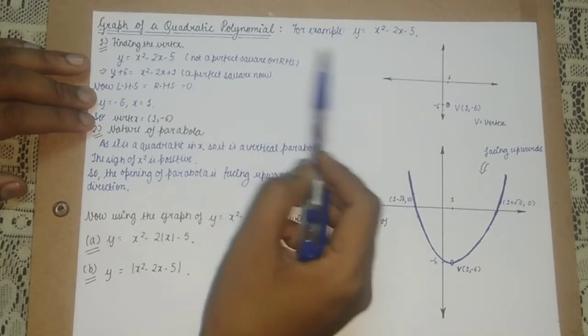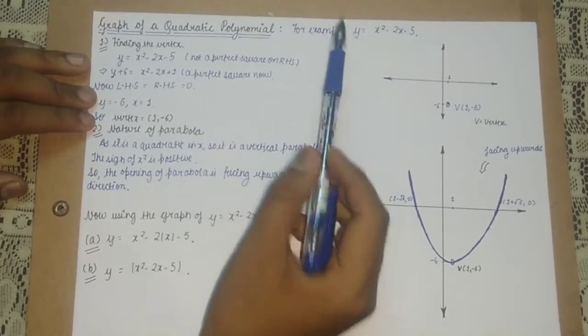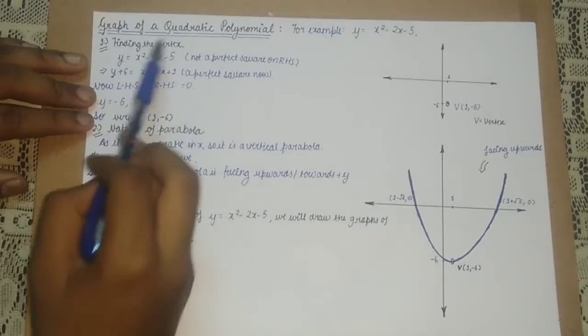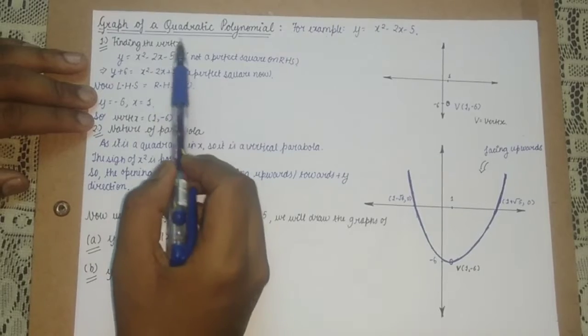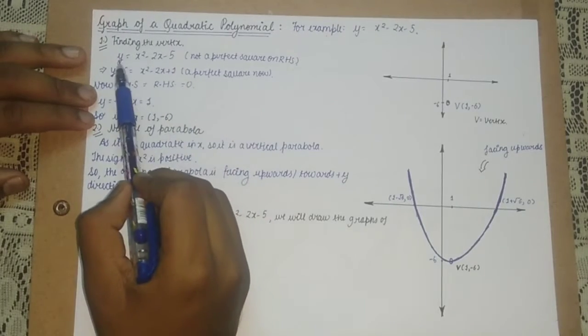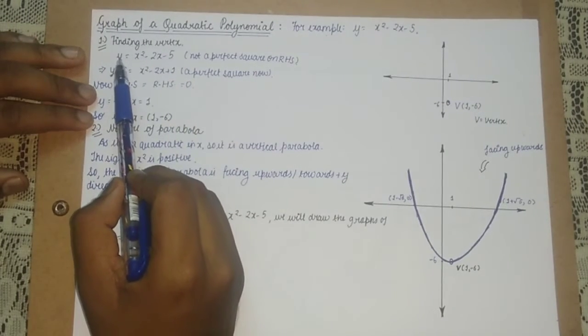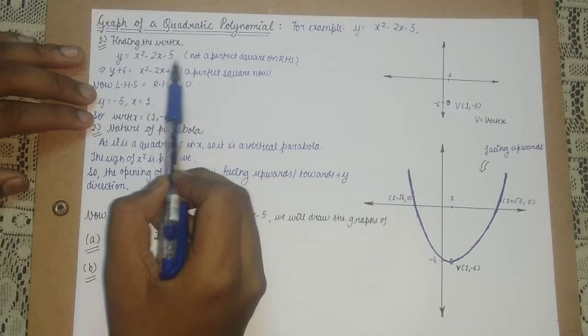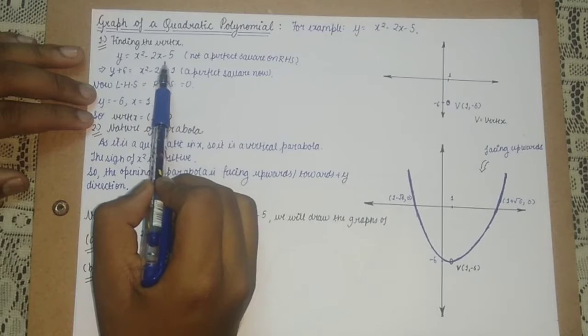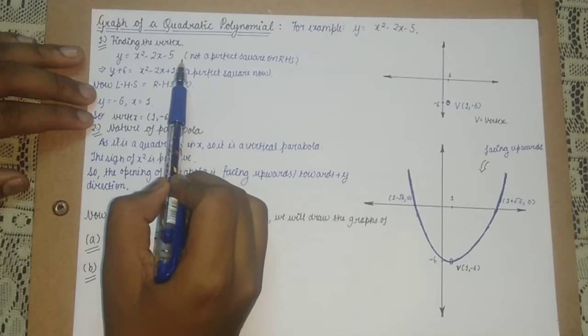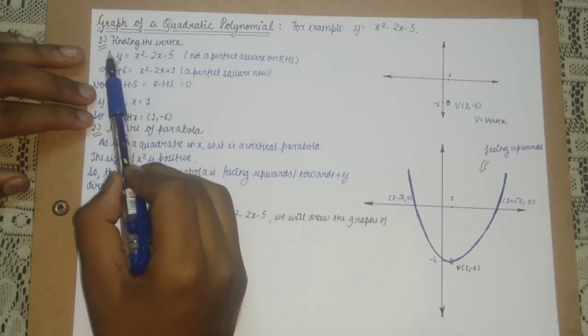So, in order to find out the nature of the graph, we need to find two things: finding the vertex and the nature of the parabola. So now let's focus on how to find the vertex of a quadratic polynomial parabola. So we took y equals x square minus 2x minus 5. Since the RHS is not a perfect square, we must convert it into a perfect square. The perfect square will be x square minus 2x plus 1. So minus 6 is extra, so we transposed it here.